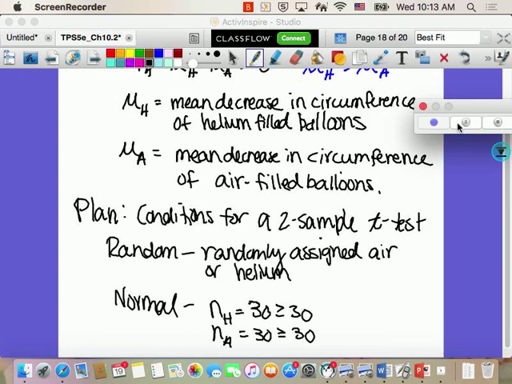Okay, so our plan, conditions for a 2-sample t-test. We know we have 2 samples because we had 2 different treatments. This is an experiment. We do random because they were randomly assigned to air or helium, so they were randomly assigned treatments. We don't have to do independence because this is an experiment. We weren't randomly selecting from a population without replacement. You never do independence on experiments. And then normal, both sample sizes were at least 30. They were exactly 30. So now we're going to do the do step.